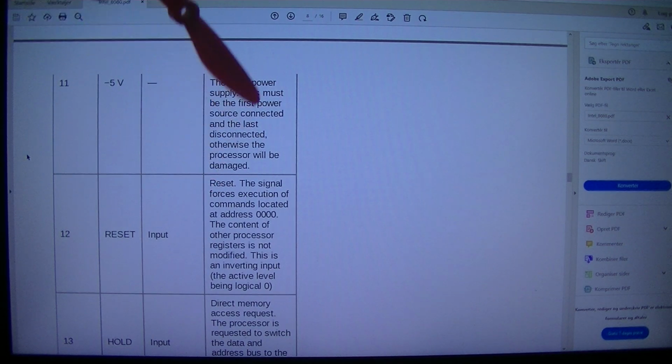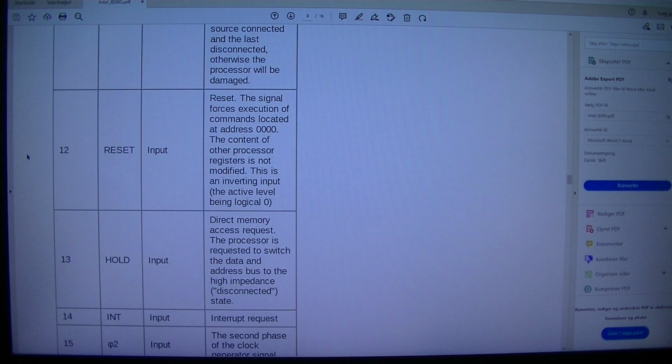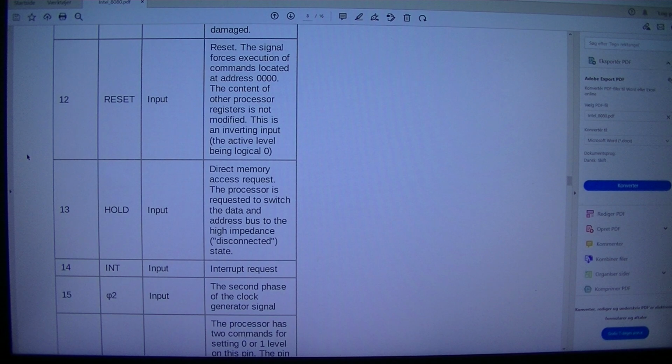12 Reset input, active low. The signal forces execution of commands located at address 0000. The content of the processor registers is not modified. This is an inverting input, the active level being logical 0.